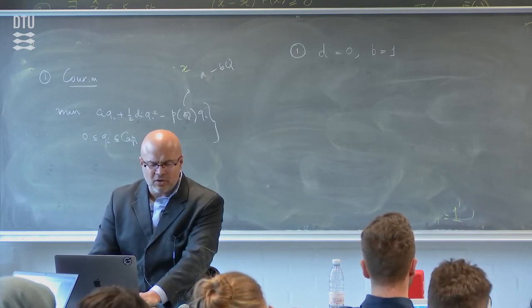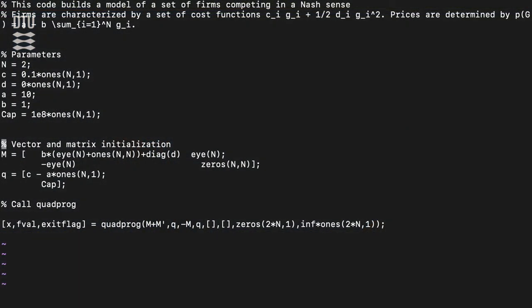So if you make D0 and B1 and you run it, what you should get is the Cournot output. Remember the canonical Cournot output is (A minus C) over 3. I want to make sure everybody gets that. So in this case, A was 10, C was 0.1, and A minus C is 9.9. So you should get that both agents have an output of 3.3, right?